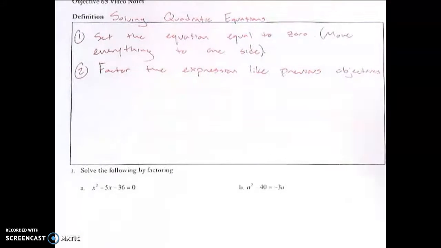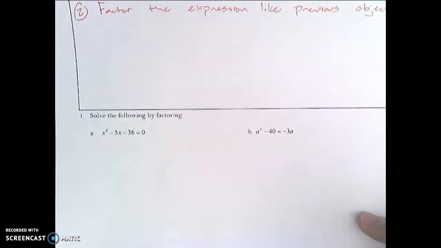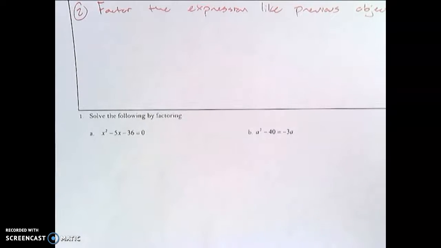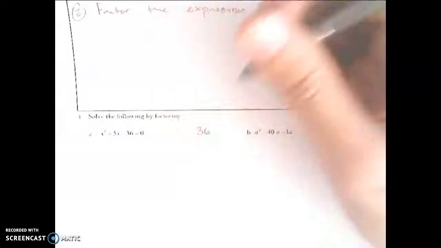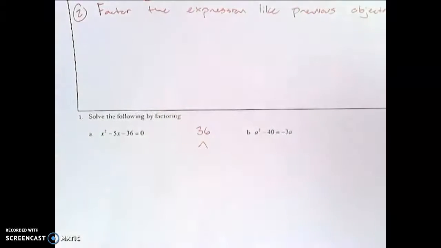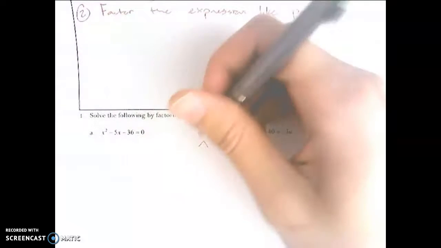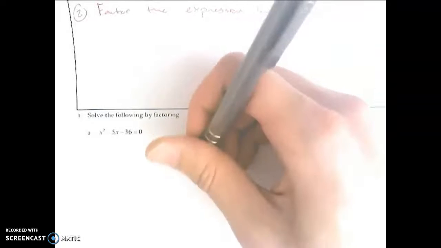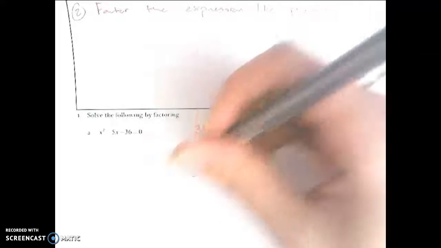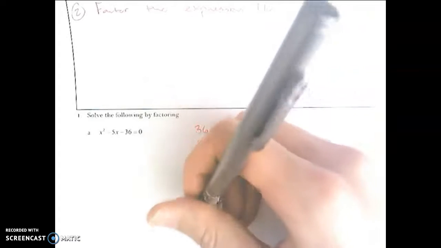So jumping back down to this first example, we have x squared minus 5x minus 36 equals 0. We want to factor this just like we normally have in the past. So we look at the last term. What are the factors of 36? What numbers multiply to get 36? We have 1 times 36, 2 and 18, 3 and 12, 4 and 9, 6 and 6.